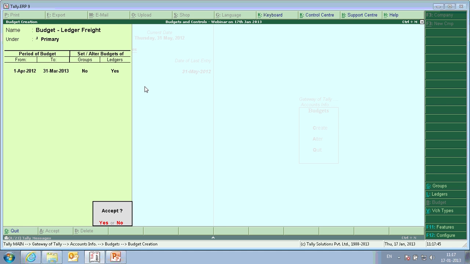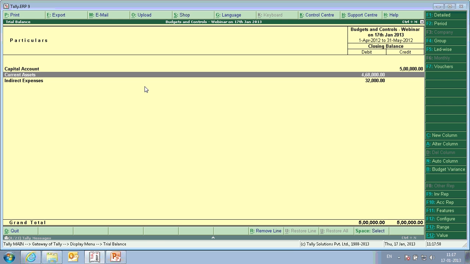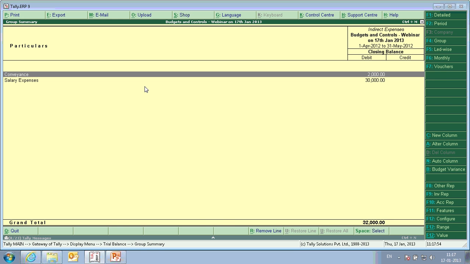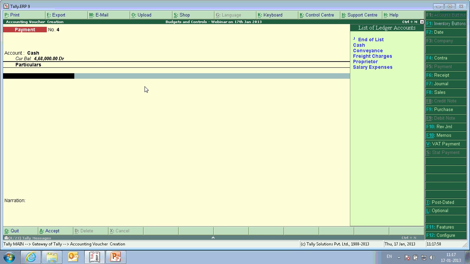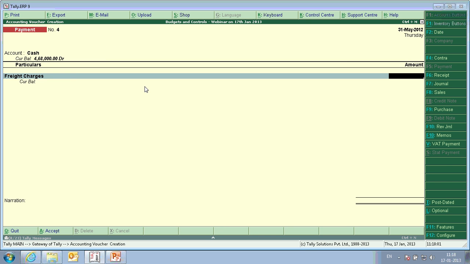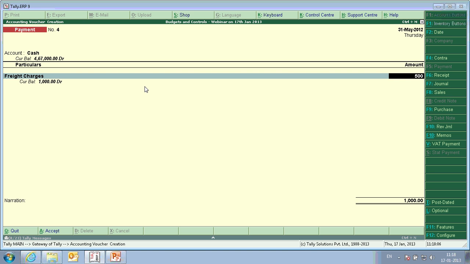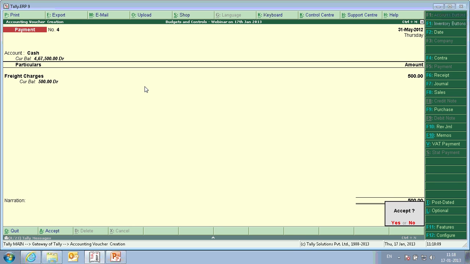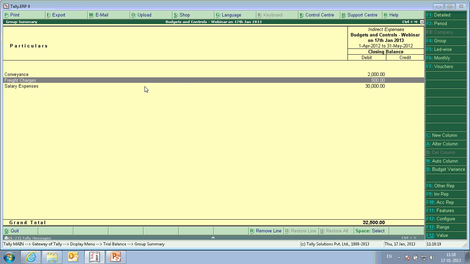So if I go to trial balance, there are no expenses till now for freight. So let me go and pay the expenses for freight charges. Let us say 500 I have paid in the month of May, and saving it. Now I'll go to display trial balance. I have freight charges also. So here now I can apply the budget again. It will list both the budgets now.